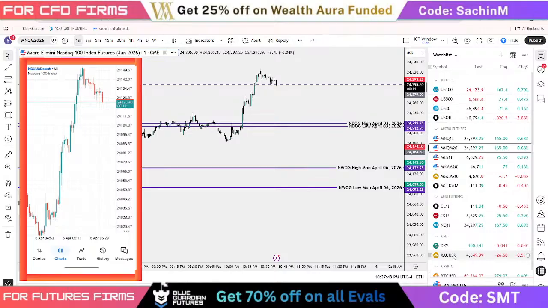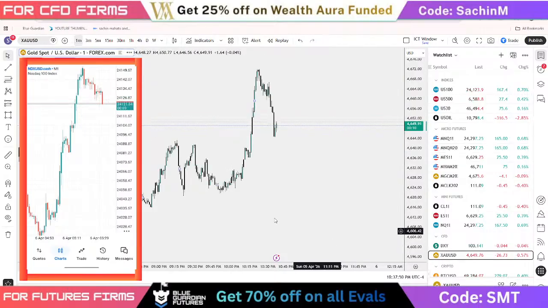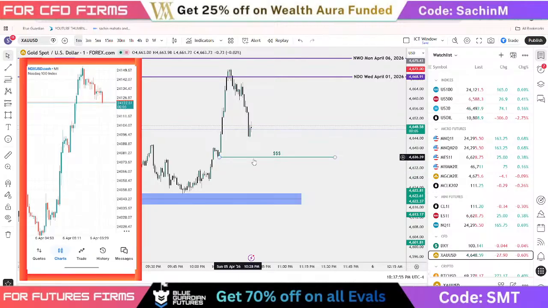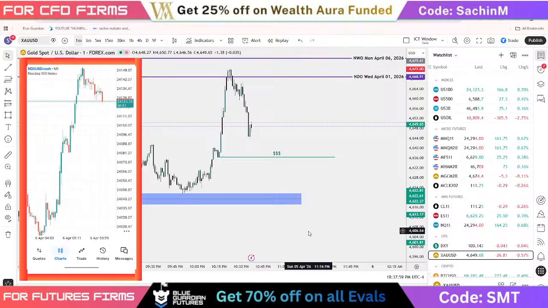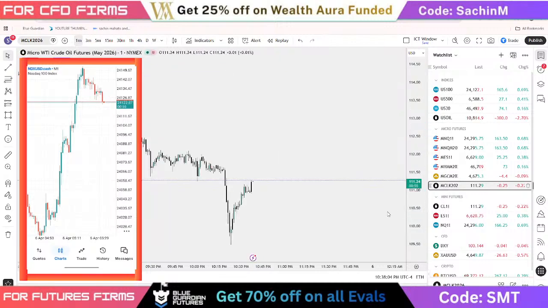Coming back at gold, we are waiting for a liquidity swipe of this low or even this low as well. So we can just wait and see the market play its game.